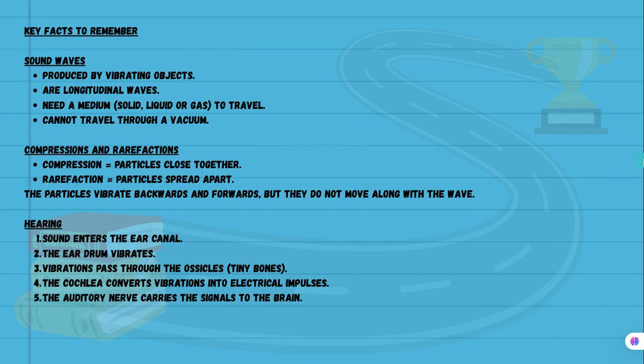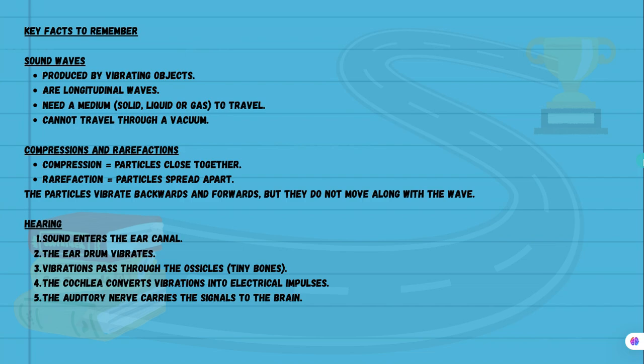Key facts to remember. Sound waves produced by vibrating objects are longitudinal waves. They need a medium, solid, liquid or gas, to travel, and cannot travel through a vacuum. Compressions and rarefactions. Compression equals particles close together. Rarefaction equals particles spread apart. The particles vibrate backwards and forwards, but they do not move along with the wave.